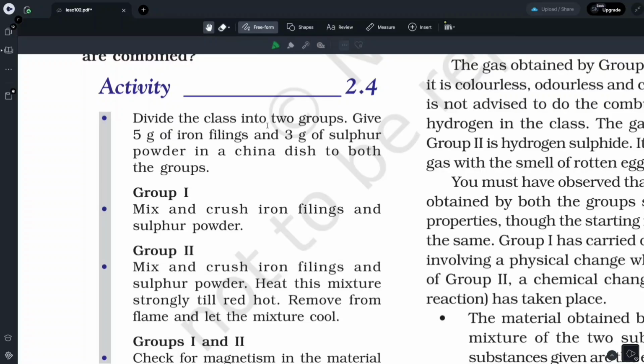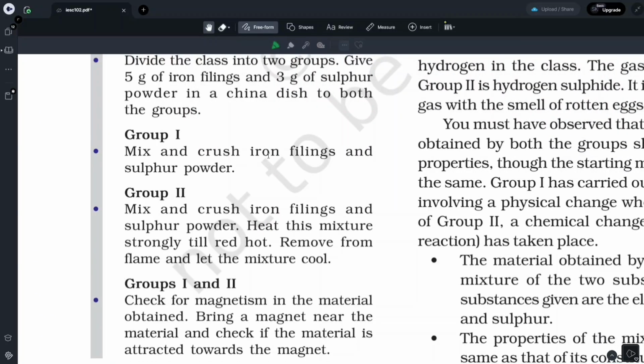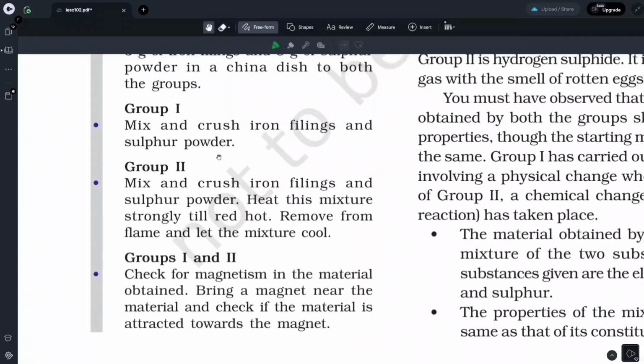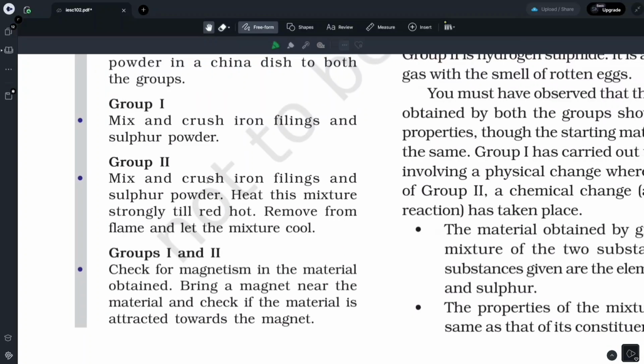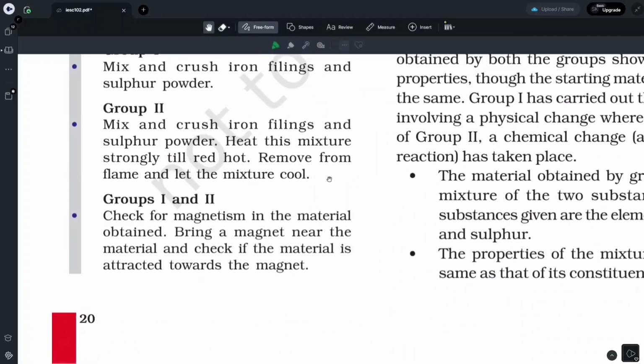Divide the class into two groups. Give 5 gram of iron filings and 3 gram of sulfur powder in a china dish to both the groups. Group 1: mix and crush iron filings and sulfur powder. Group 2: mix and crush iron filings and sulfur powder. Heat this mixture strongly till red hot. Remove from flame and let the mixture cool.